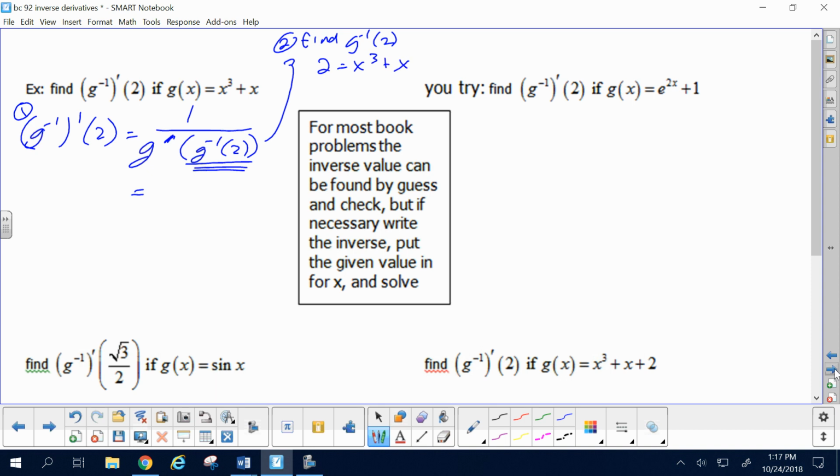Now, the good news, you might think, oh, am I going to have to do all that cube solving? No. Almost all of these will be guess and check. You can just see that x is 1. So if I guess and check, x is 1. Now that said then, the inverse at 2 is 1. Now I put that into the derivative, and that's my slope, the reciprocal or flatter slope. 1 over 3 times 1 squared plus 1, or 1 over 4. My slope. Are you with me? Okay. Try the other one.